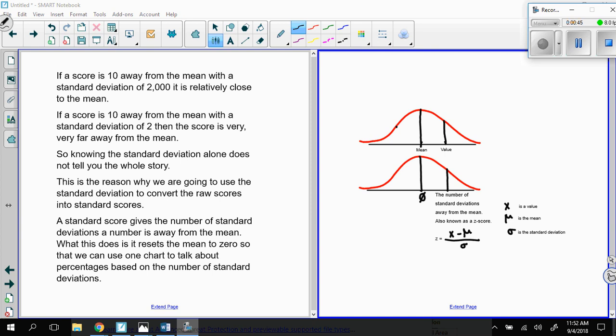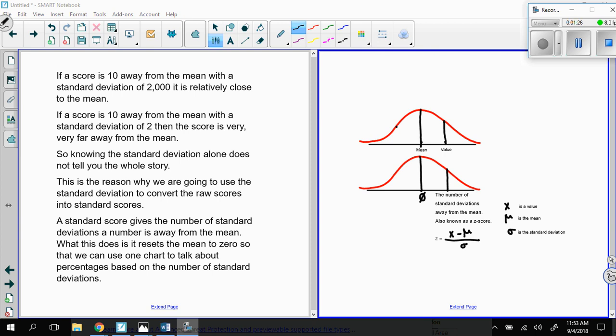The reason is that the standard deviation is so huge with 2,000 that 10 is much less than 1 standard deviation away, way smaller than 2,000. Versus 10 when the standard deviation was 2: that means 10 would be 5 standard deviations away. That means that on those tails of the bell curve, they're in the low percentages. So knowing the standard deviation alone does not tell you the whole story. You have to know where the mean is. You have to know how far away the value of the score is from the mean.